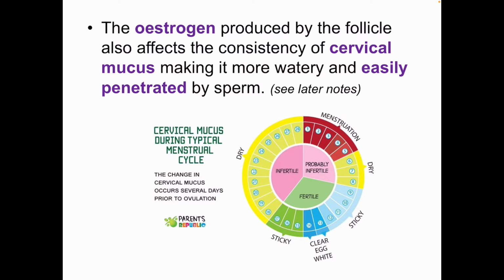Estrogen produced by the follicle also affects the consistency of the cervical mucus, making it more watery and easily penetrated by sperm. Round about ovulation, the cervical mucus becomes a consistency the same as that of semen, so that the sperm can swim through it more easily. And we'll learn more about this later.